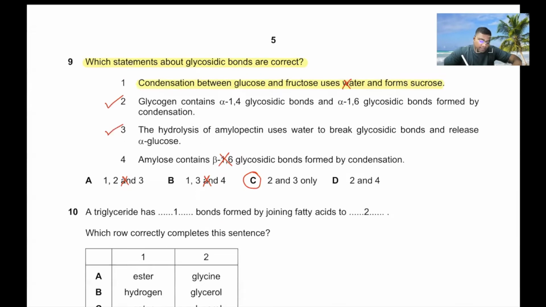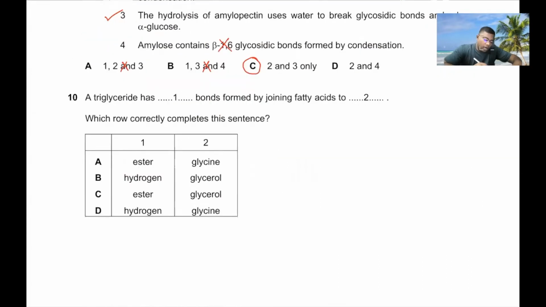Question 9. Our triglyceride obviously has ester bonds. So option number 1 is ester bonds formed by joining fatty acids to glycerol. Fatty acids are joined to glycerol. They are not joined to glycine. So option C is the correct answer.